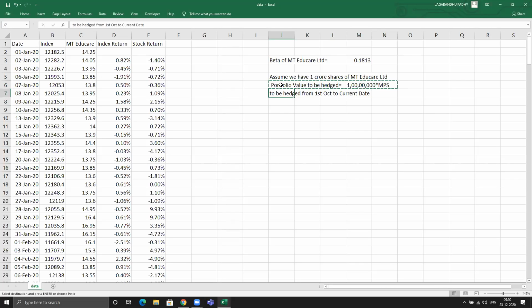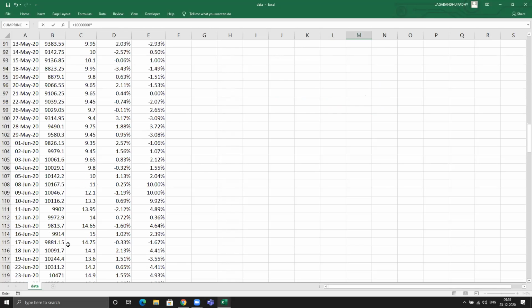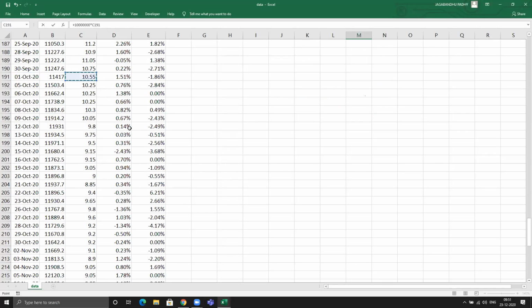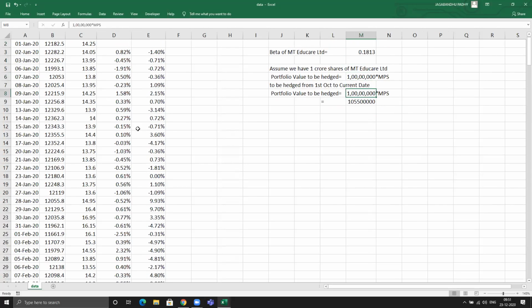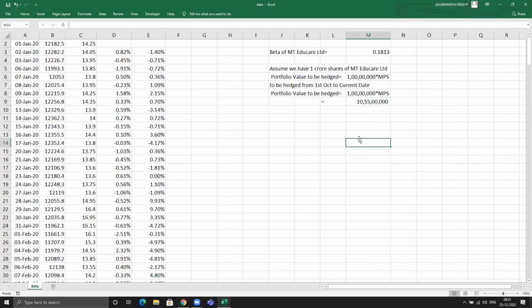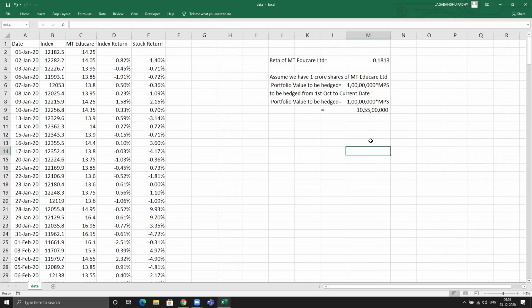So accordingly मेरा portfolio value to be hedged जो है, that will be 1 crore multiplied by 1st October को portfolio value क्या था अपना देखते हैं. 1st October को अपना portfolio value था, or I can say stock का value था 10.55. So this is the portfolio value which we want to hedge. First October को 10.55 value था, तो our portfolio value is 10 crore 55 lakh, and इस portfolio को मुझे hedge करना है. I need to hedge this portfolio.